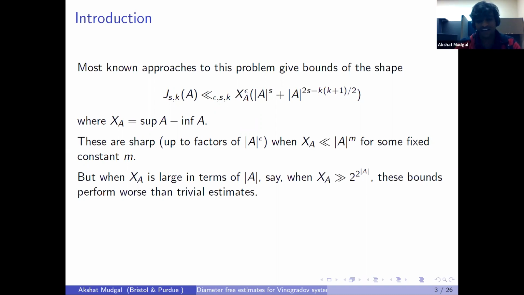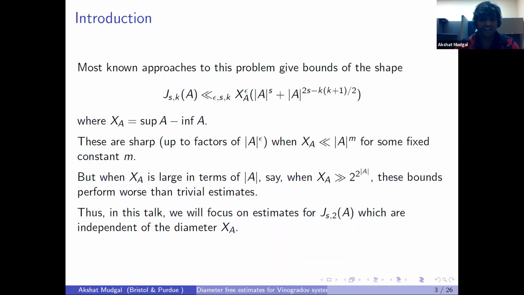And so we can see that there is a requirement for estimates on J_{s,k}(A) which are independent of the diameter X of A. And so in this talk, we'll focus on such estimates. In particular, we'll set k to be 2. So we'll only consider the case when we have a linear equation and a quadratic equation.